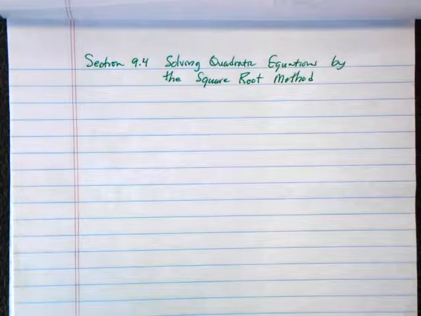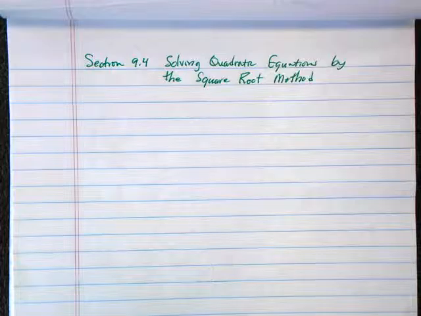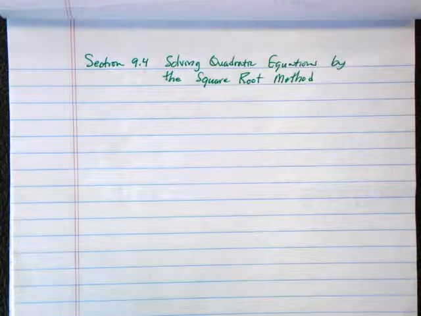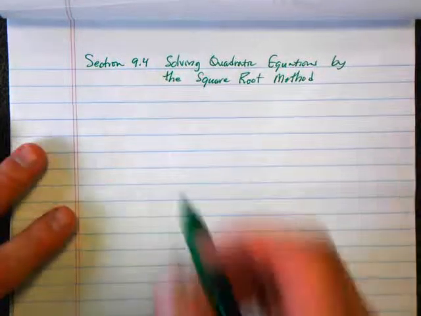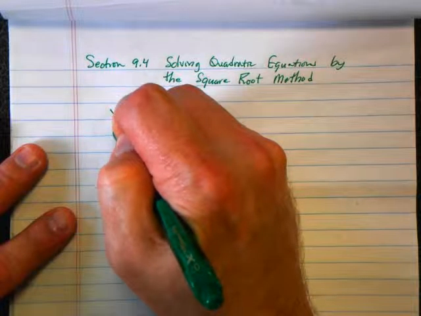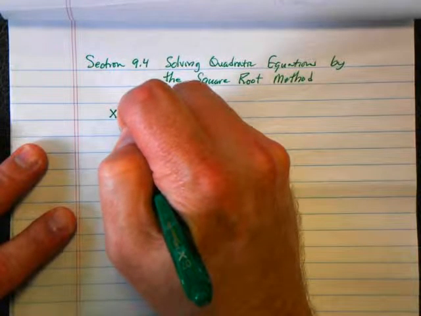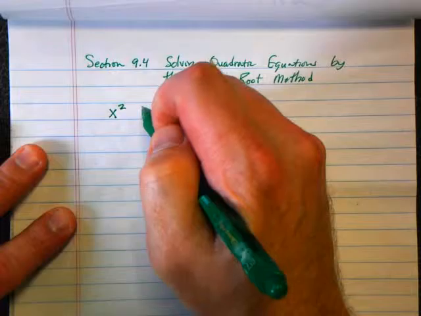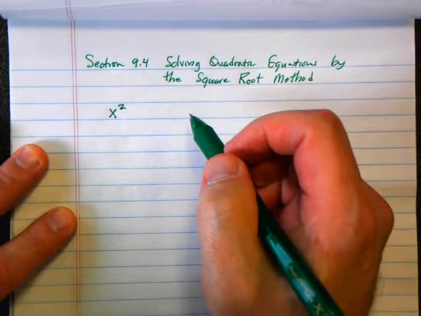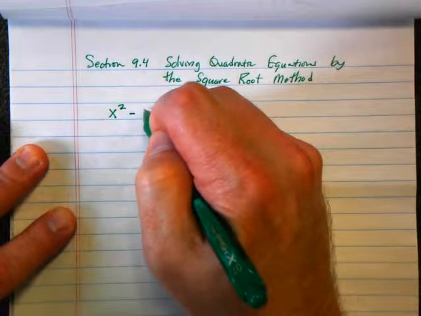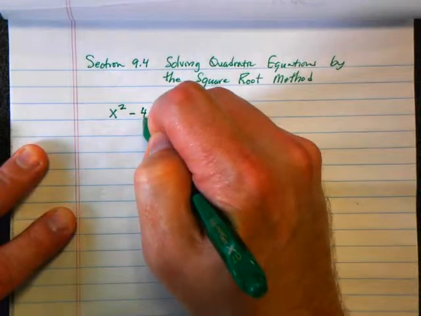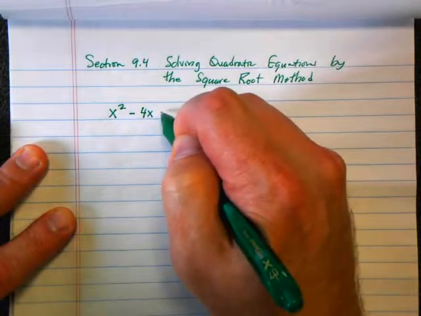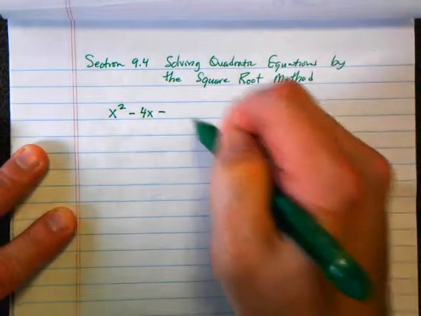Quadratic equations by the square root method. And I talked about this a little bit the other day. And here's the deal. We learned how to solve some quadratic equations. For example, we could solve x squared minus 4x minus 12 equals 0. That's a quadratic equation that we can solve.